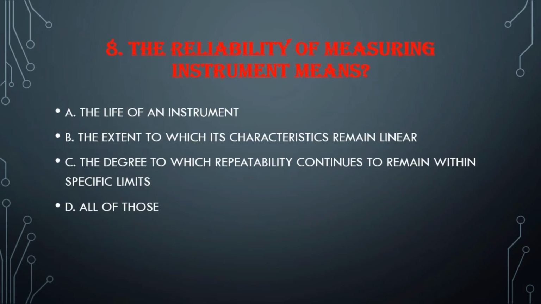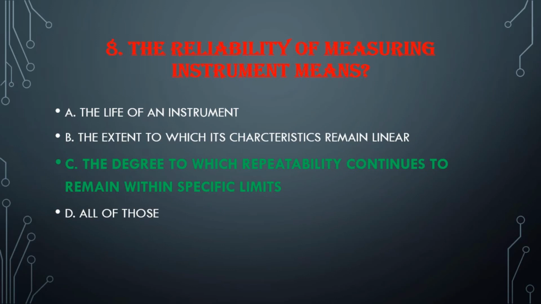The next question for you all, my friends, is that the reliability of measuring instrument means. The options are A. The life of an instrument. B. The extent to which its characteristics remain linear. C. The degree to which repeatability continues to remain within specific limits. D. All of those. And your time starts now. The correct answer for this question, my friends, is C. The degree to which repeatability continues to remain within specific limits.